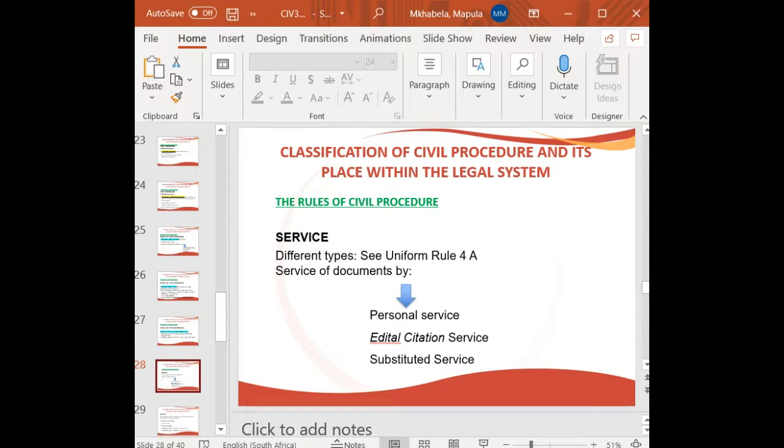Briefly, personal service may be effected by serving the document personally on the affected party or at a place of work. Substituted service is effected when a person is believed to be in the Republic, but his exact whereabouts are not known. The edictal citation is effected where a person is outside the country.